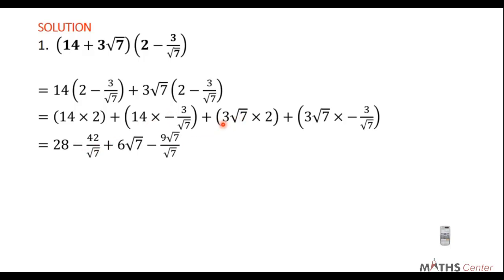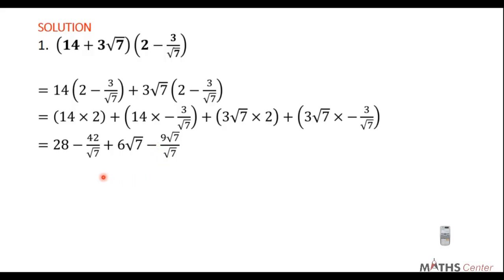Then we come to this side. 3 root 7 times 2: from the properties of surds, 3 root 7 times 2 is the same as 3 times 2 root 7. 3 times 2 will give us 6, so 6 root 7. Then we have 3 root 7 times negative 3 over root 7. From here, 3 will multiply 3 to give us 9, so we have 9 root 7, all of it divided by root 7. Since 3 root 7 is divided by 1, 1 times square root of 7 will give us square root of 7. Remember, there's a negative here, so the negative comes outside.